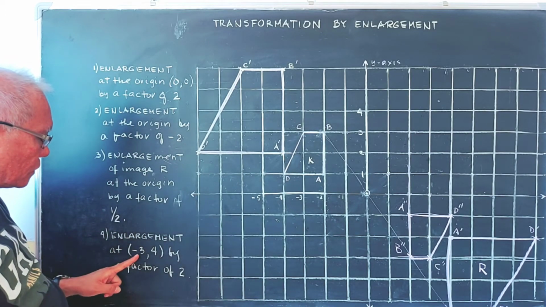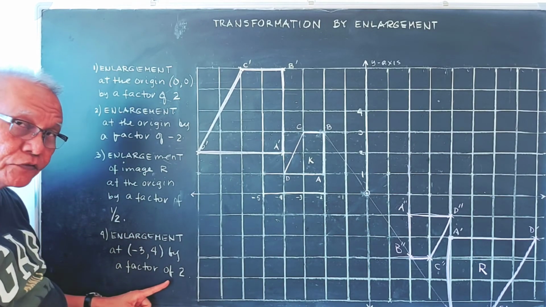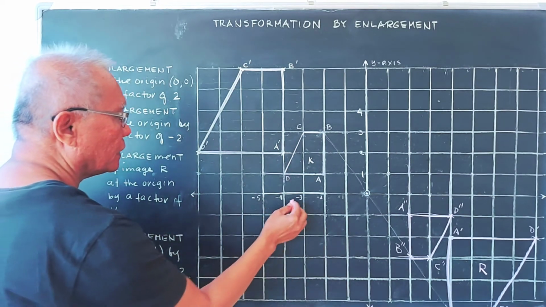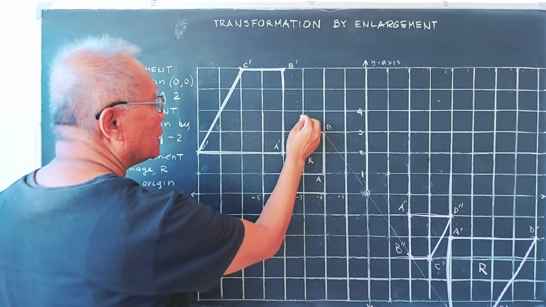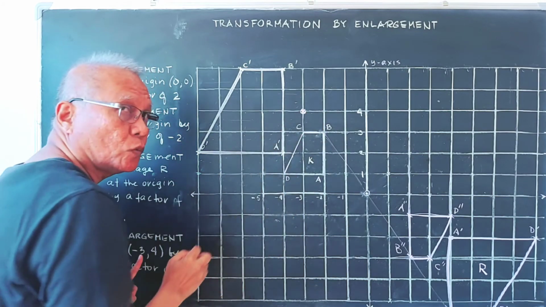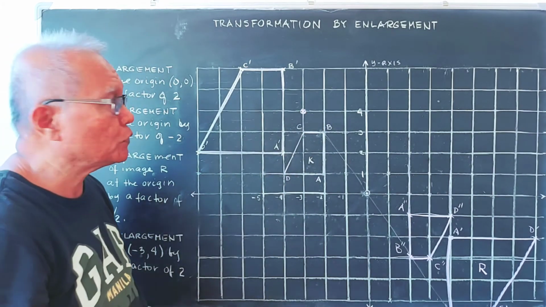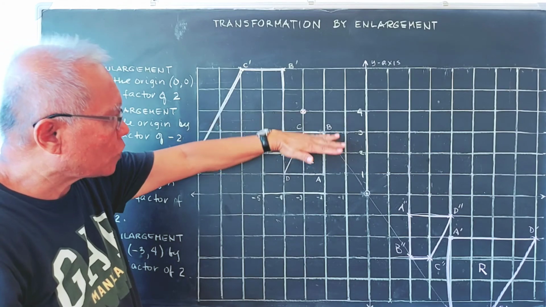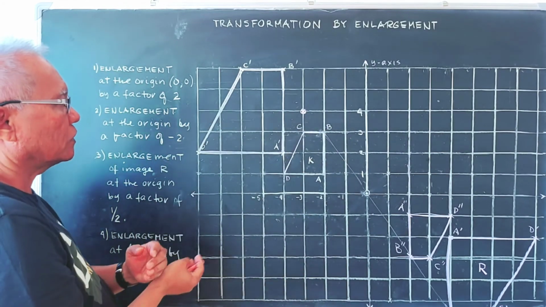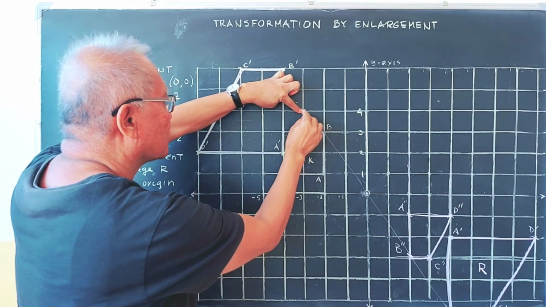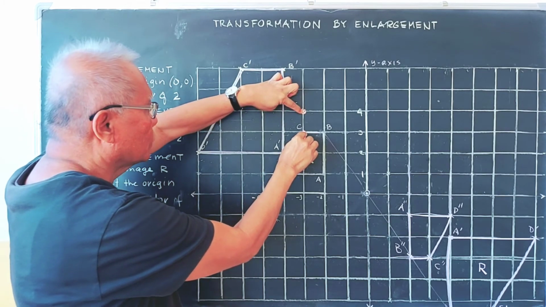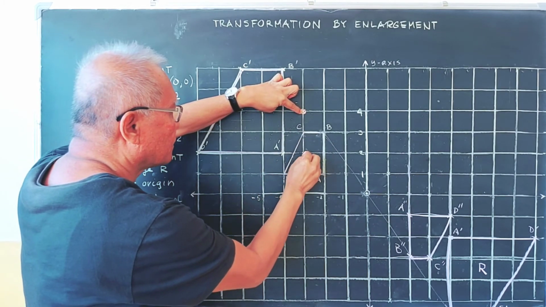Enlargement of -3, 4 by a factor of 2. So where is the -3, 4? So the -3, 4 here, -3 is here. This is the center of enlargement now, because this one is positive 2. So the enlarged image will be on the same side, somewhere here, down. Okay. So let's start counting the C. It's 1. 1 already, but that's a factor of 2. So the C will be here. The C prime is here.